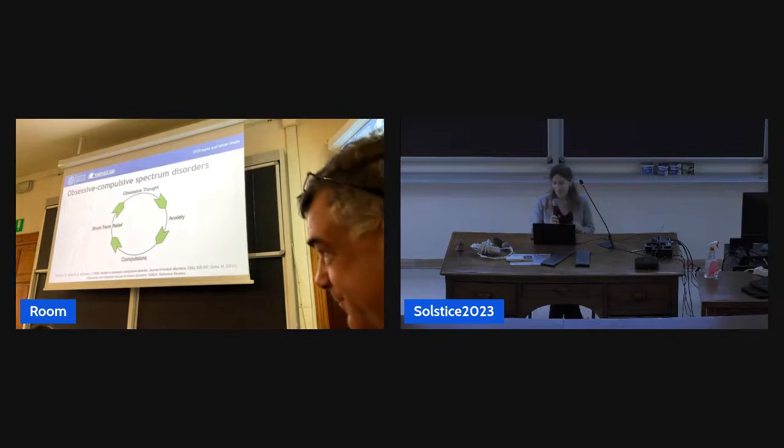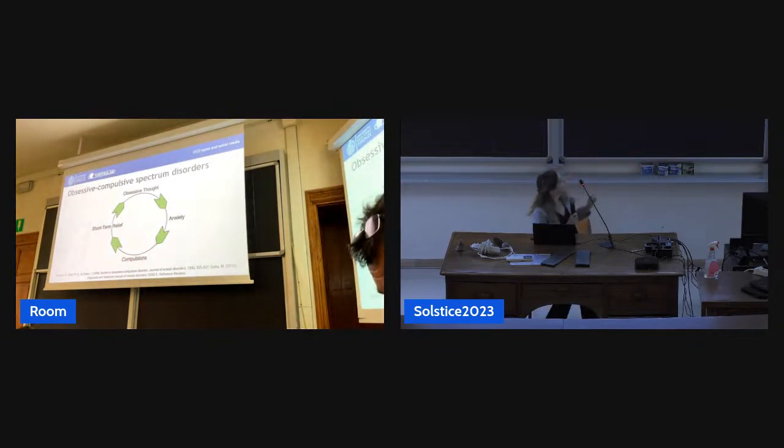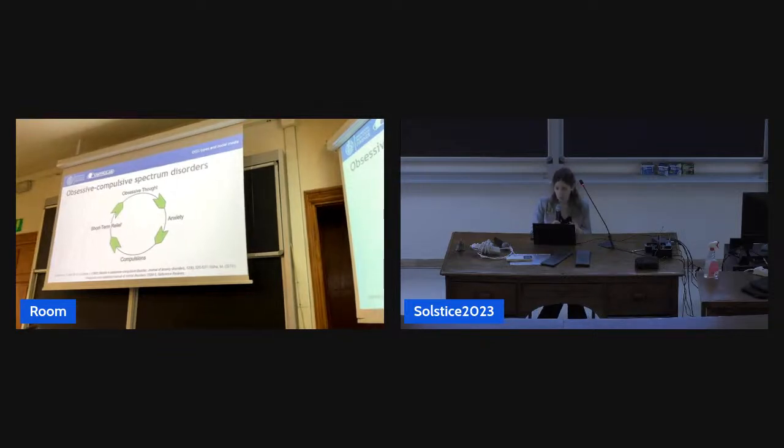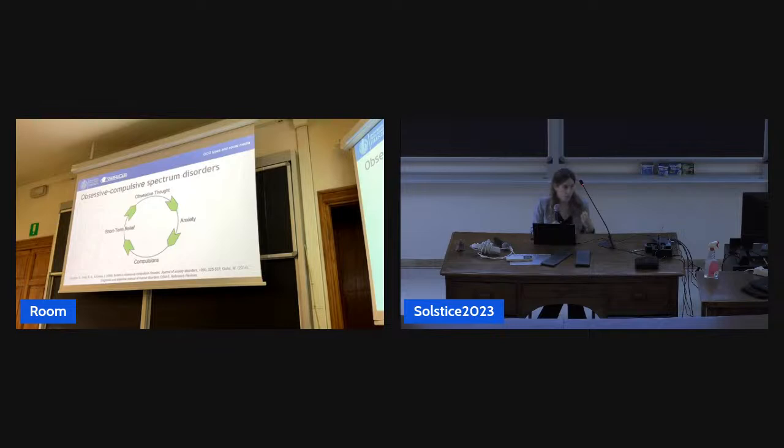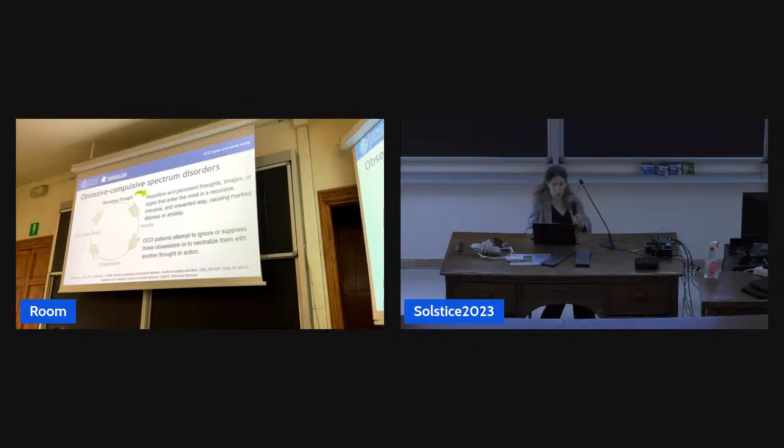So the cycle starts with an obsessive thought that creates anxiety in the subject who experiences it, and that people try to eliminate using acts or behaviors called compulsions. The latter create a temporary sense of relief until the obsession reappears and the cycle begins all over again. So obsessions are defined as repetitive and persistent thoughts or images that enter the mind in a recursive and intrusive way, causing stress or anxiety.